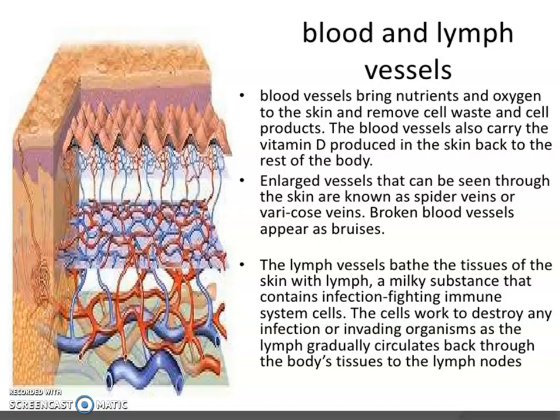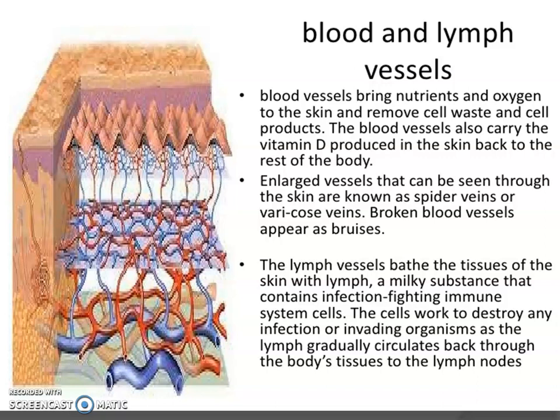Blood and lymph vessels. Blood vessels bring nutrients and oxygen to the skin and remove cell waste and cell products. The blood vessels also carry the vitamin D produced in the skin back to the rest of the body. Enlarged vessels that can be seen through the skin are known as spider veins or varicose veins. Broken blood vessels appear as bruises.